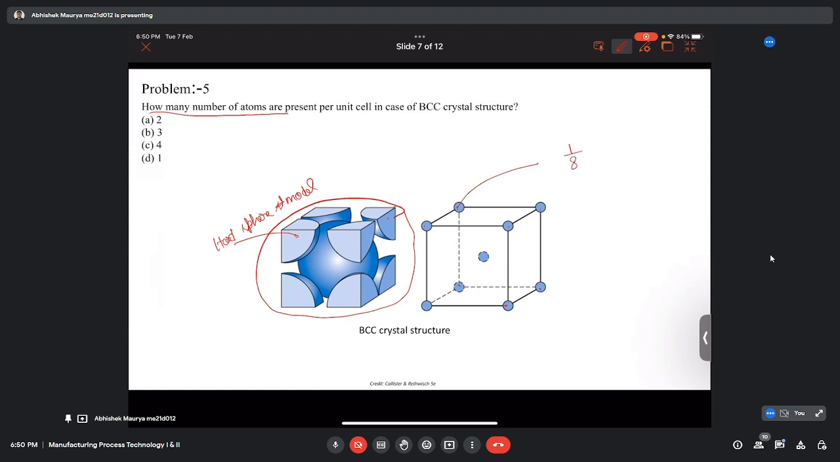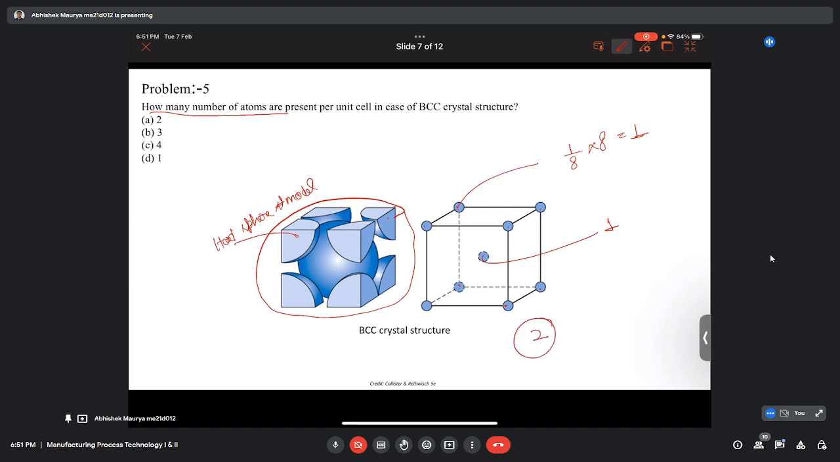So the total number of corner atoms are 8. It will become 1. And since this center atom is completely inside the unit cell, so this is another atom. So if we talk about a unit cell inside the BCC crystal structure, there will be total two atoms. So total number of atoms present inside the BCC crystal, it will be 1 plus 1, 2.